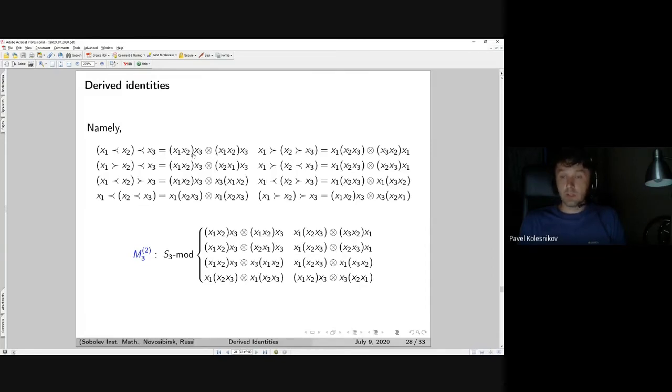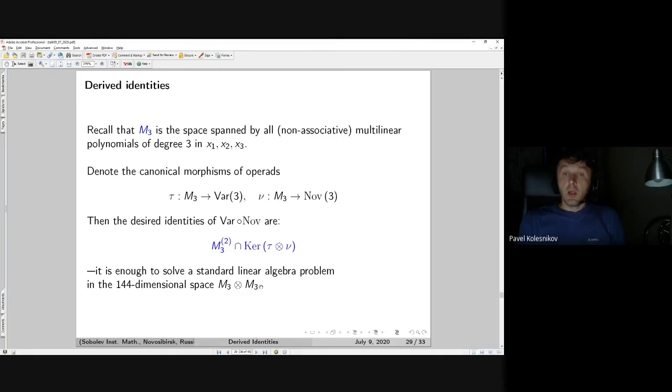And then we may span a linear space by these tensors and all permutations. The symmetric group S3 acts on these tensors, so we totally obtain 48 tensors. The corresponding space is denoted by M3,2, the space of all monomials obtained by all permutations.